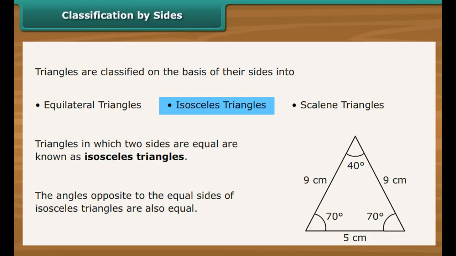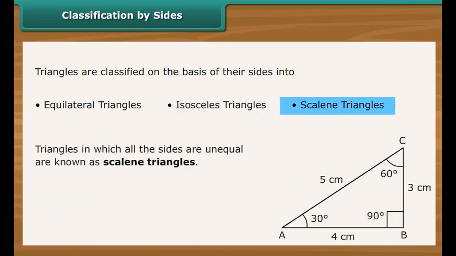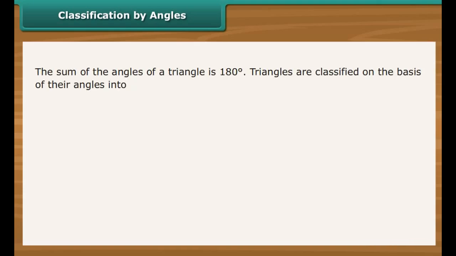Classification by angles. The sum of the angles of a triangle is 180 degrees. Triangles are classified on the basis of their angles into acute-angled triangles, right-angled triangles, and obtuse-angled triangles.